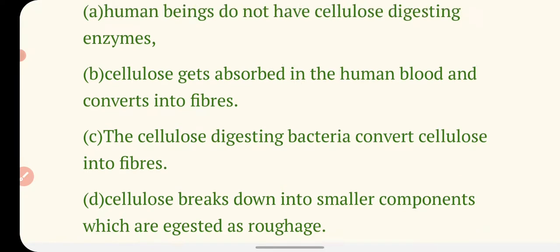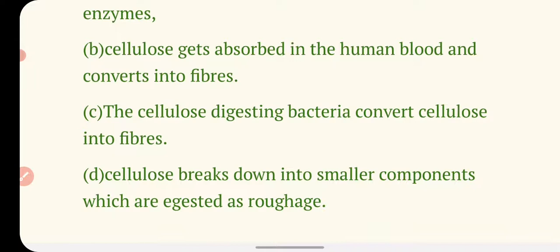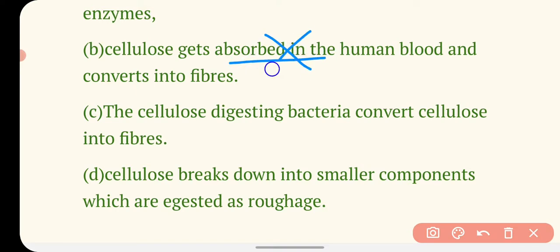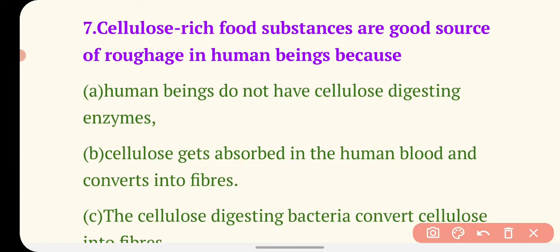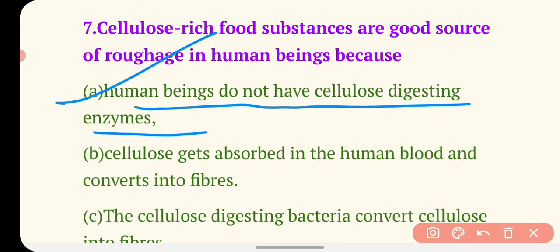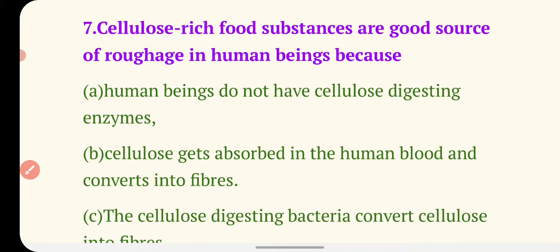As you know, cellulose cannot be digested in the human body, so that one is incorrect. The cellulose digesting bacteria convert cellulose into fiber, but we do not have cellulose digesting bacteria, and cellulose does not break down into smaller components in our body. But this is the right option: human beings do not have cellulose digesting enzymes. So this is the correct option.